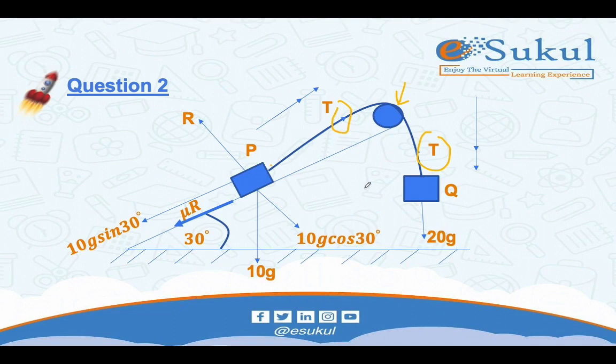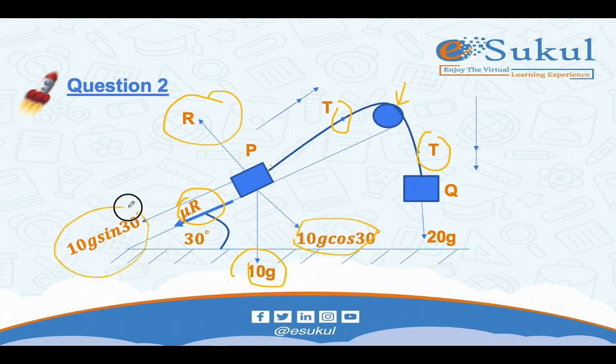And then again, we have the normal reaction on P, and since our plane has friction, mu, we have it on the plane directly beside P. So resolving the weight at P, we have 10g cos 30 degrees, and we have 10g sin 30 degrees.